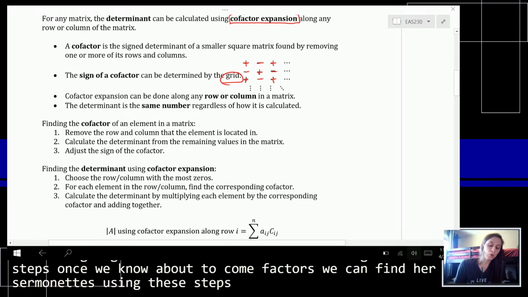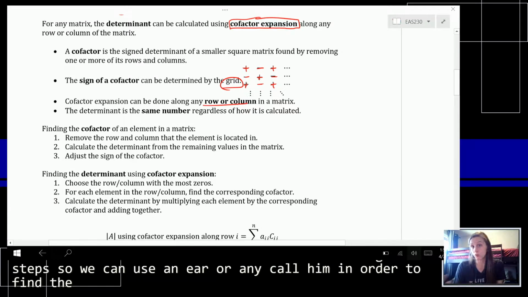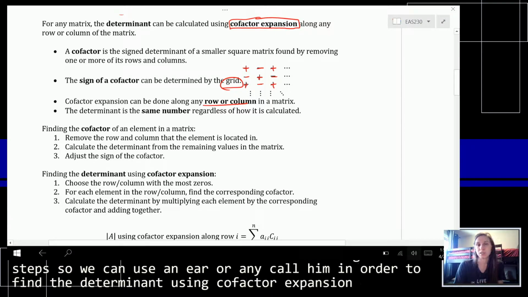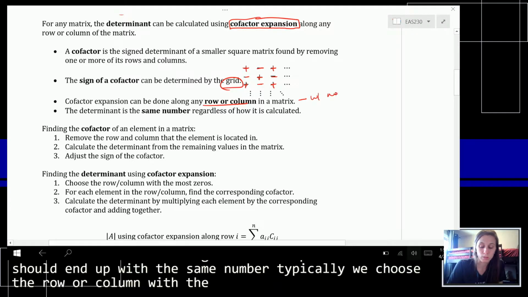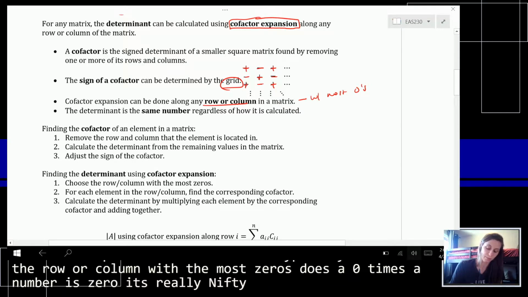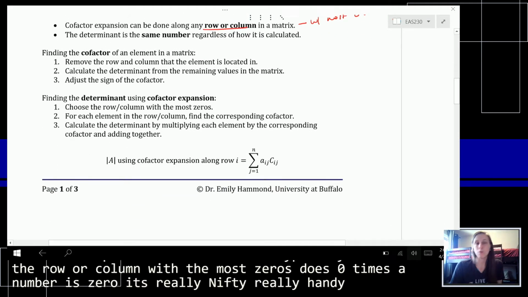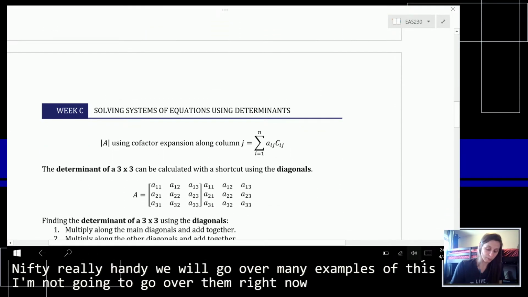Okay. So we can use any row or any column in order to find the determinant using cofactor expansion. We should end up with the same number. Typically, we choose the row or column with the most zeros, because 0 times a number is 0. It's really nifty, really handy. We will go over many examples of this. I'm not going to go over them right now.